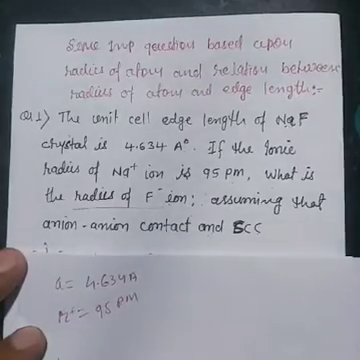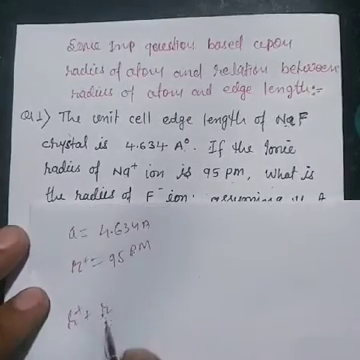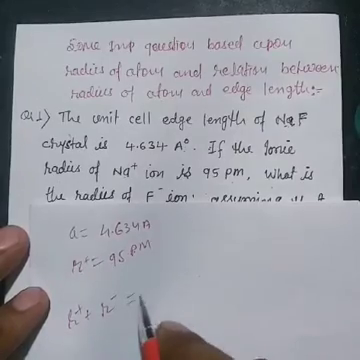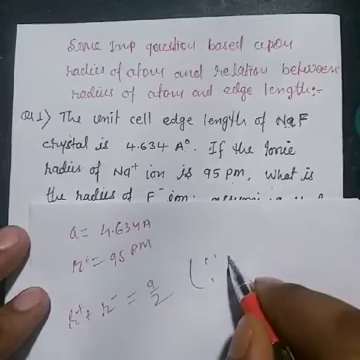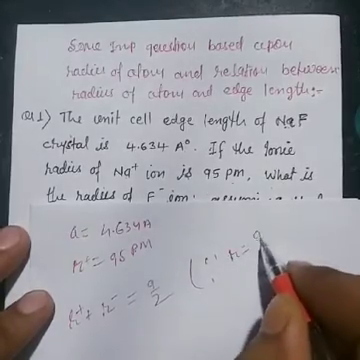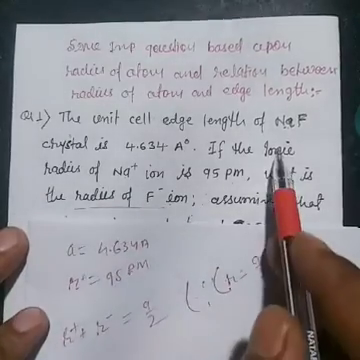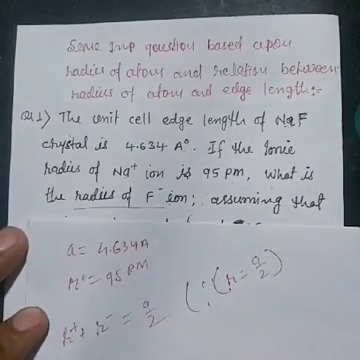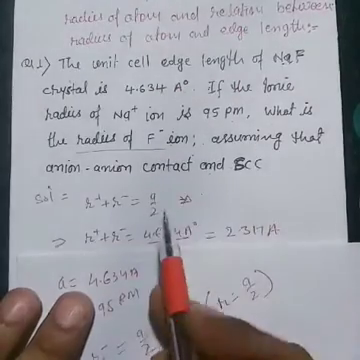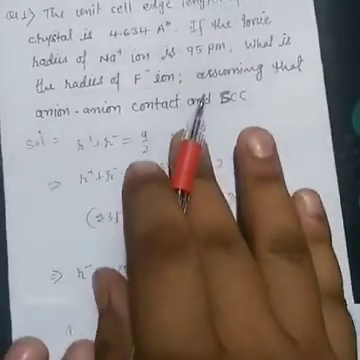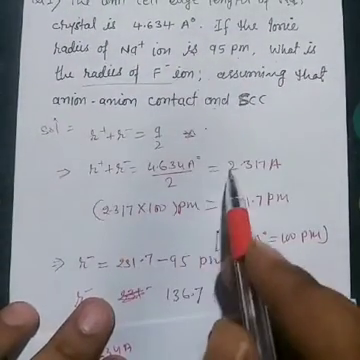Based on SCC, put in the formula, students. I am writing here R plus plus R minus equals a by 2. That means the formula is R plus plus R minus equals a by 2. The question asks for the ionic radius, so it is very simple, students. Now I am putting in the values.